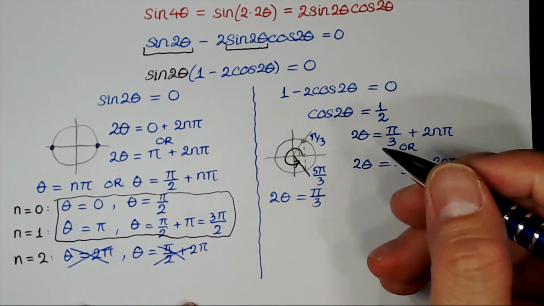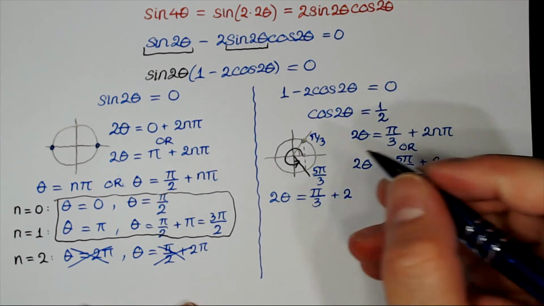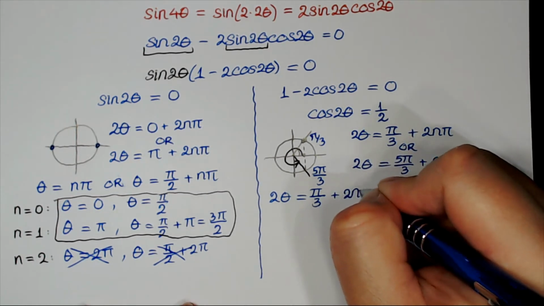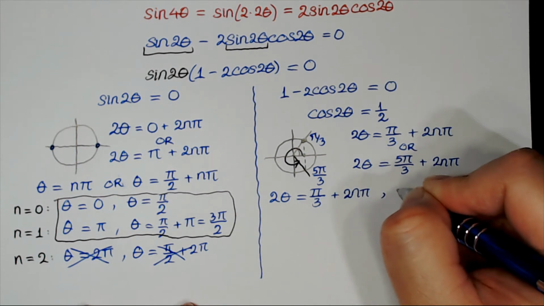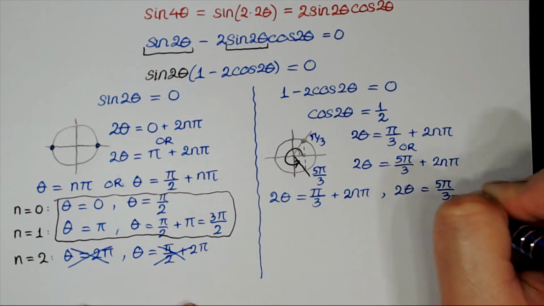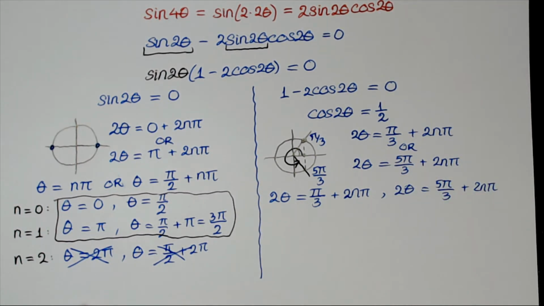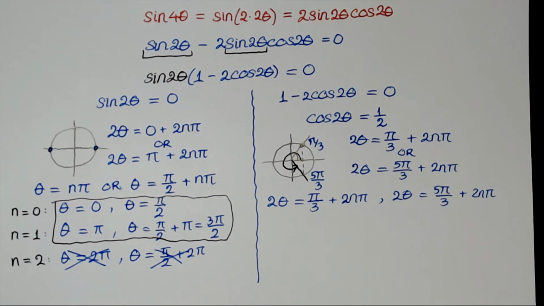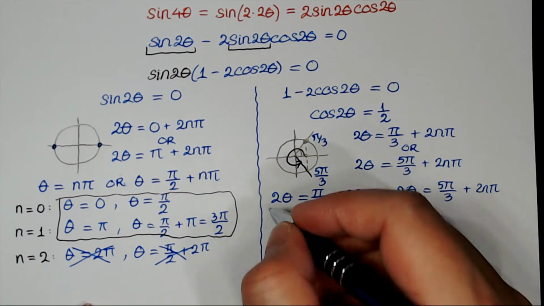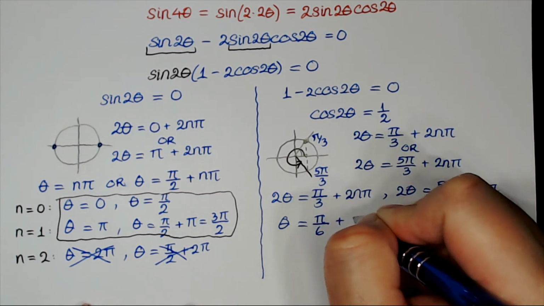Right. Now we choose some values for n. Now if we let n equal to 0, theta will be equal to 0. The first one, theta here will equal to pi over 2. Both of them between 0 and 2 pi, so it is good.